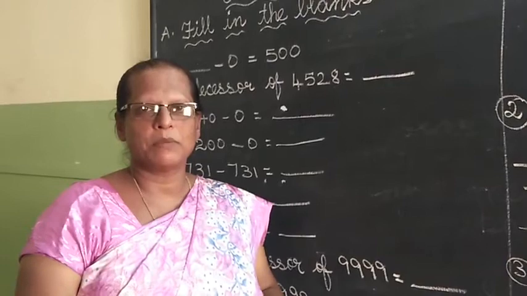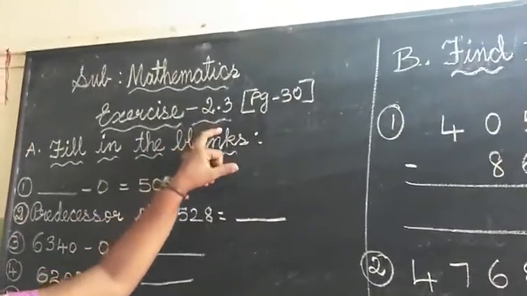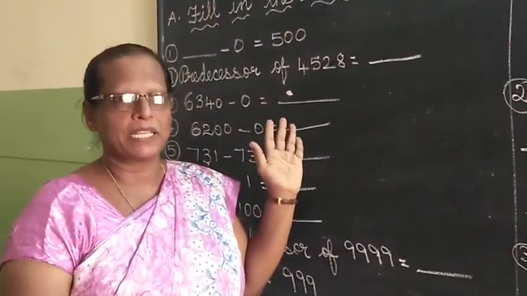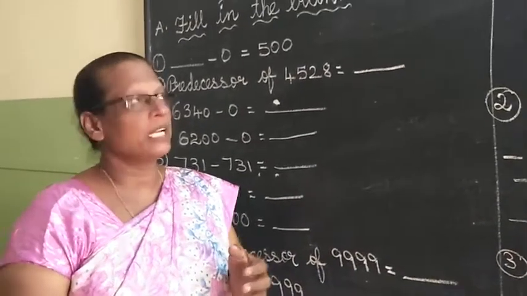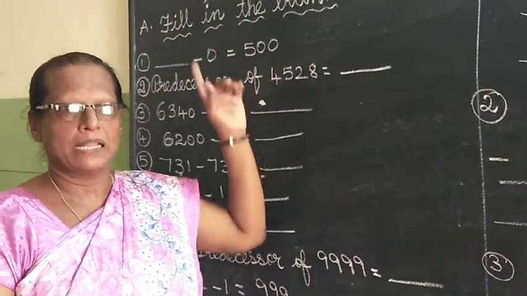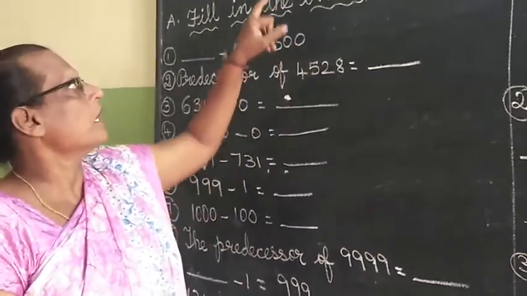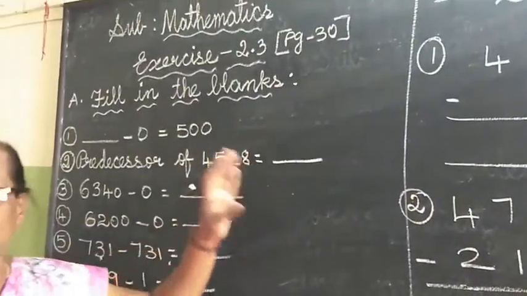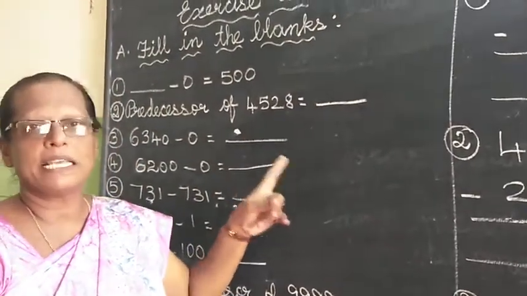Children, today we are going to see Mathematics Exercise 2.3. In the last Zoom class we started a new chapter, Chapter 2, Addition and Subtraction. We saw addition in the first YouTube video and then word sums, and now we are going to see subtraction. This is about subtraction. Addition and word sums we completed, and now we are going to see subtraction.